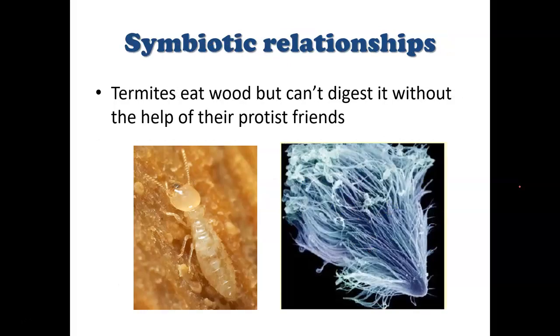And there are some good things, right? Protists can live with other organisms and help them along. This is a termite, and termites eat wood, but they can't digest the wood. Inside their guts are these protists. This thing on the right, that's a protist that lives inside the gut of a termite, and that helps it to break down the wood. So that's helpful.